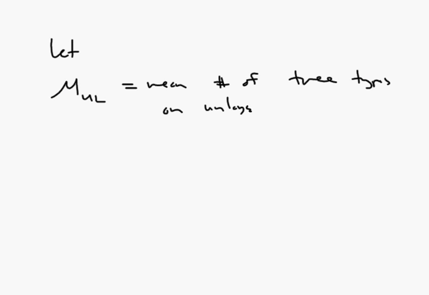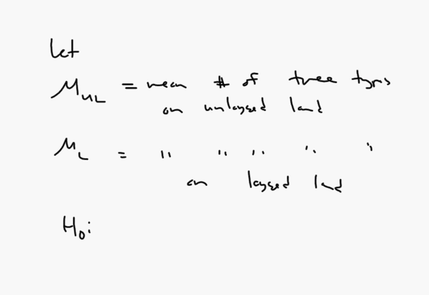So we're going to let mu UL be unlogged. This is the mean number of tree types or species on unlogged land, and then mu log is going to be the mean number of tree types on logged land. So you need to state what these two means are.